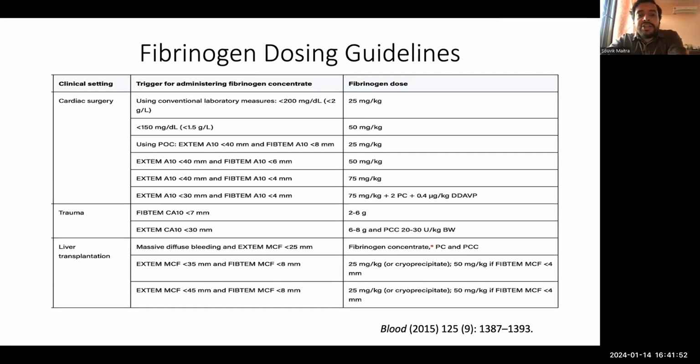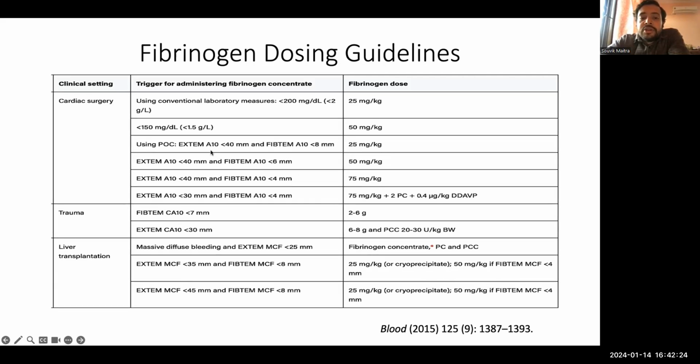Next, coming to the dosing guideline. Dosing can be done on the basis of the serum fibrinogen level, can be done empirically, and can also be done by the FibTem level. FibTem data like the A10 in the FibTem and the CA10 in the trauma-related FibTem. So basically, the advantage of the FibTem is that semi-quantitatively, one can assume the fibrinogen level and can decide on the dose of fibrinogen according to the FibTem value.